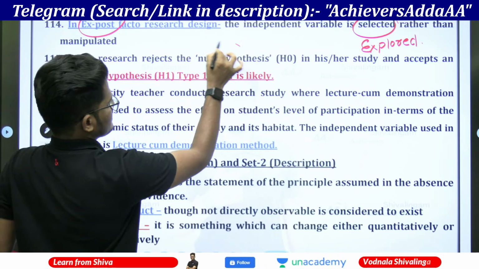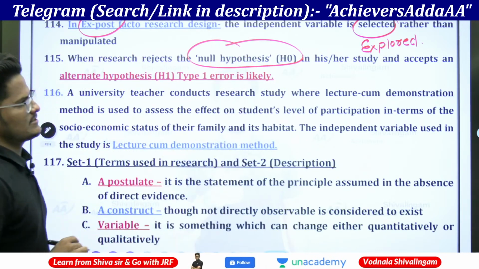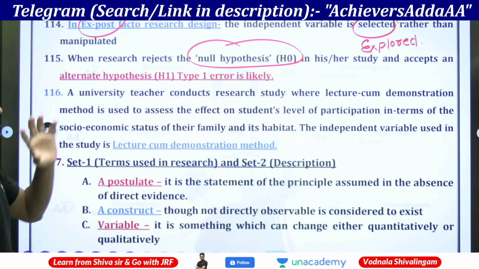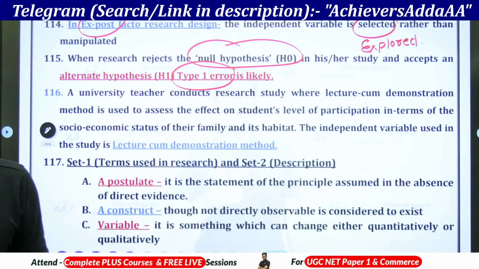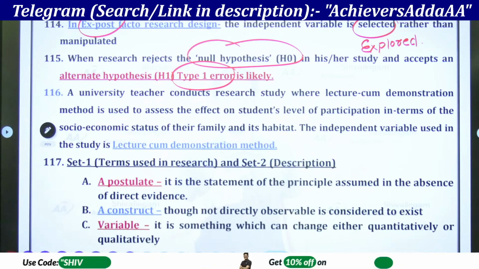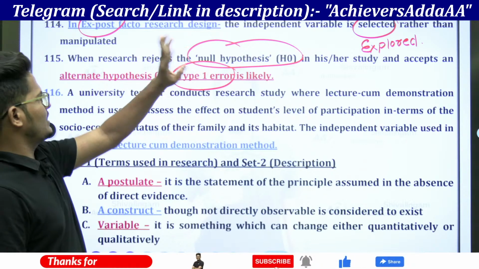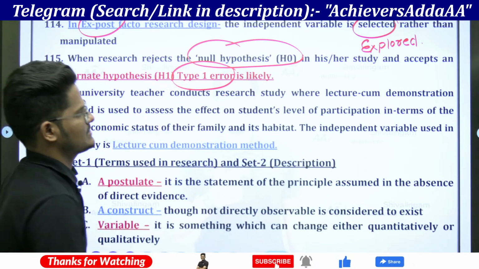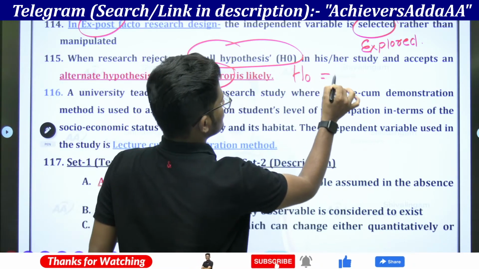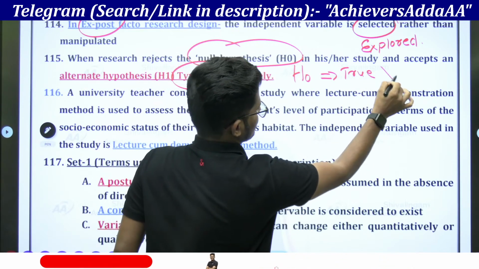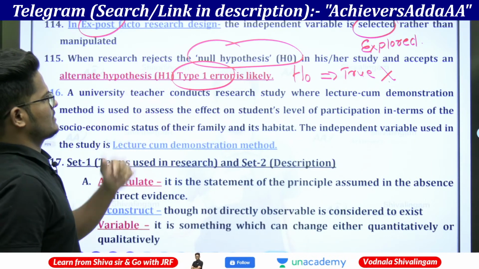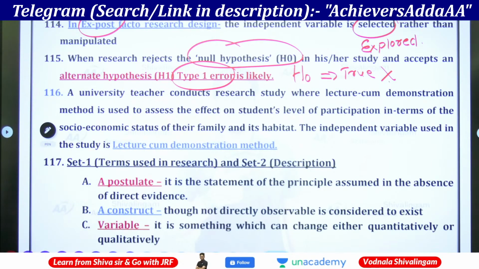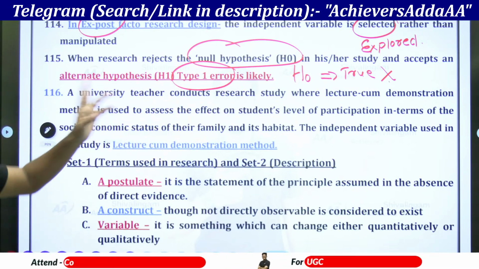When a researcher rejects the null hypothesis in his or her study and accepts an alternative hypothesis, it is called a Type 1 error. When the null hypothesis, H0, is true and you reject it, that is a Type 1 error. Actually, when it is true, you should not reject it, otherwise it becomes an error, which is Type 1 error, denoted by alpha.